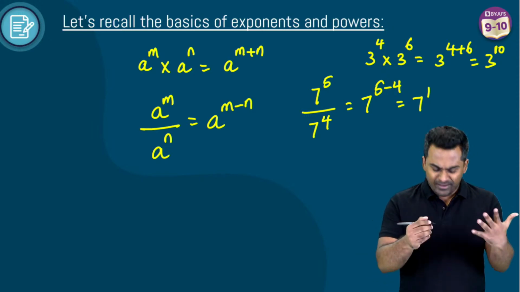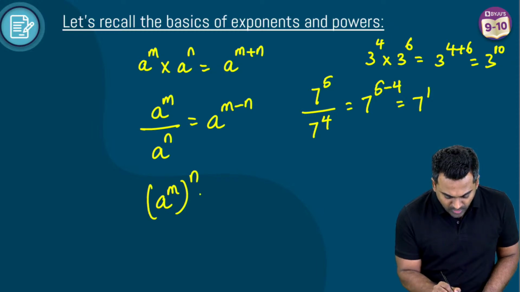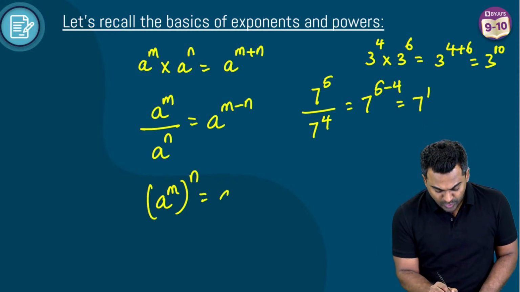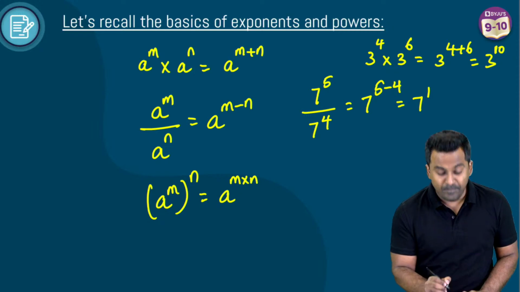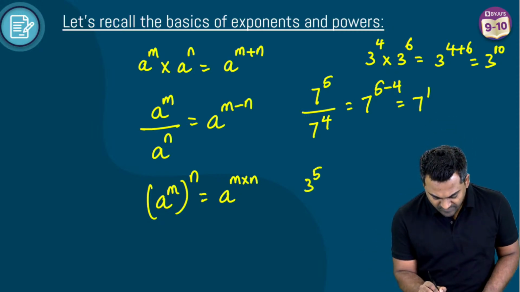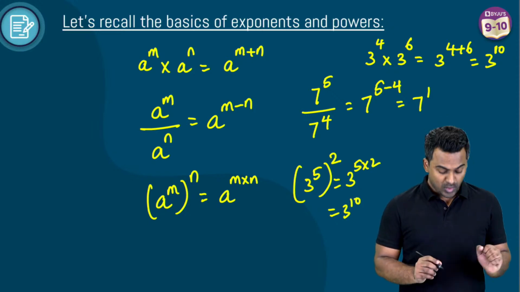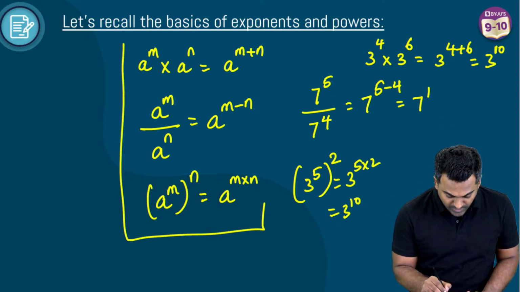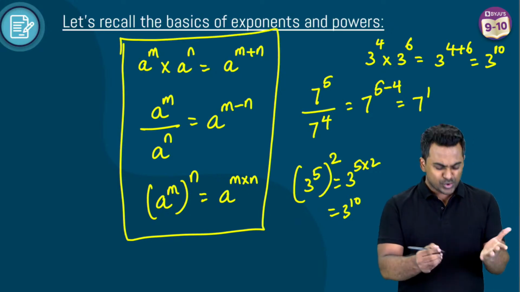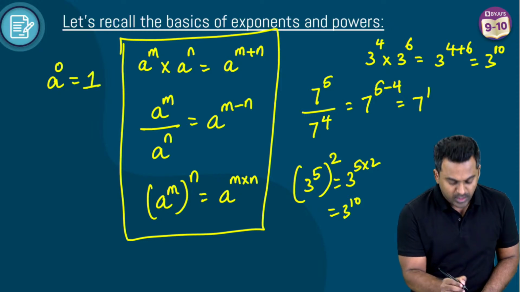And then we also have another exponents and powers rule. a to the power m, raised to the power n, is going to be equal to a to the power m multiplied with n, right? An example could be 3 power 5, raised to the power 2, let's say. This is going to be 3 to the power 5 multiplied with 2, giving me 3 to the power 10. So these 3 are going to be really important formulas. And then you also know that any base, if you have the power 0, this is going to be equal to 1.